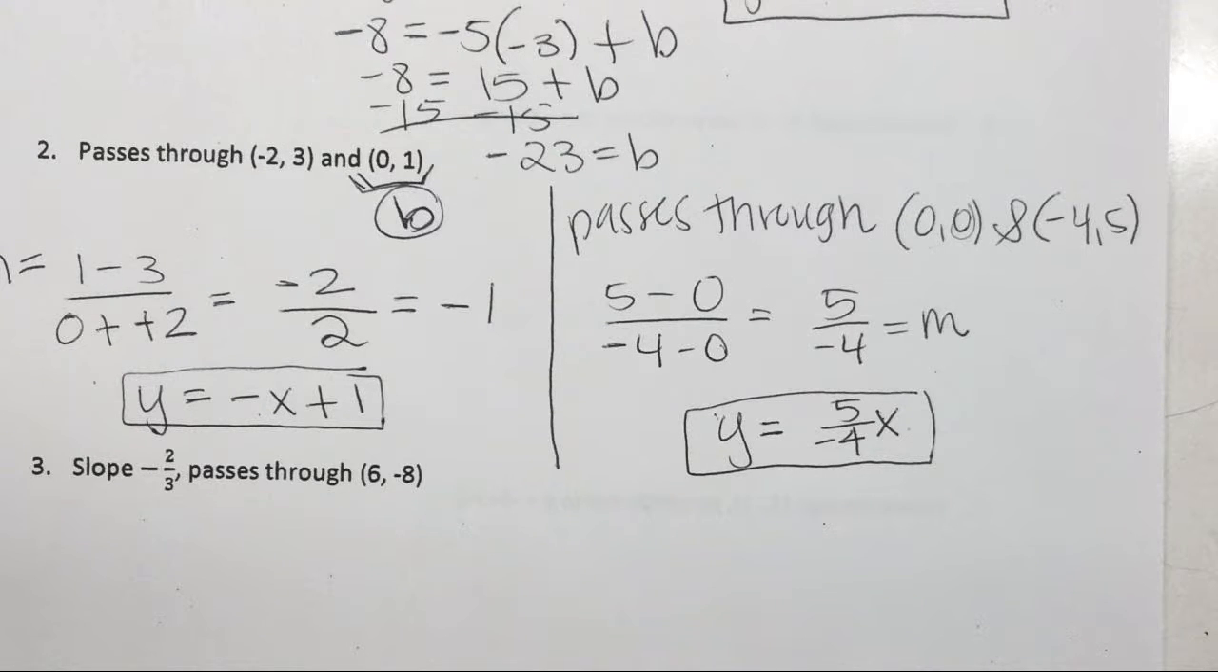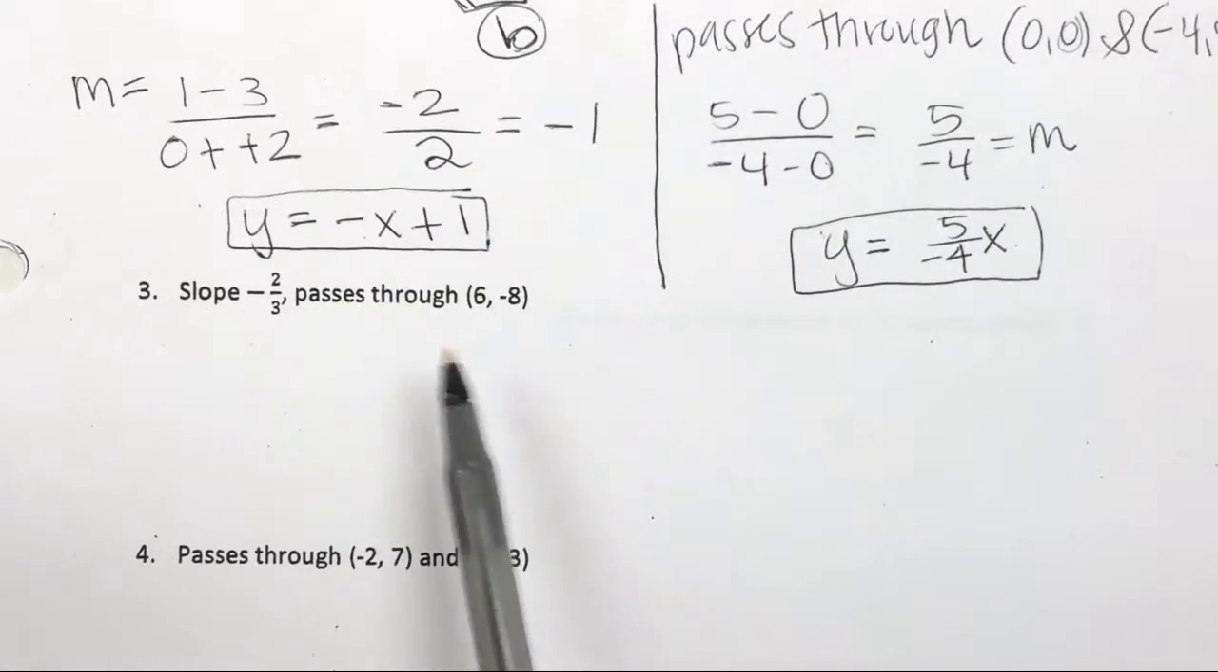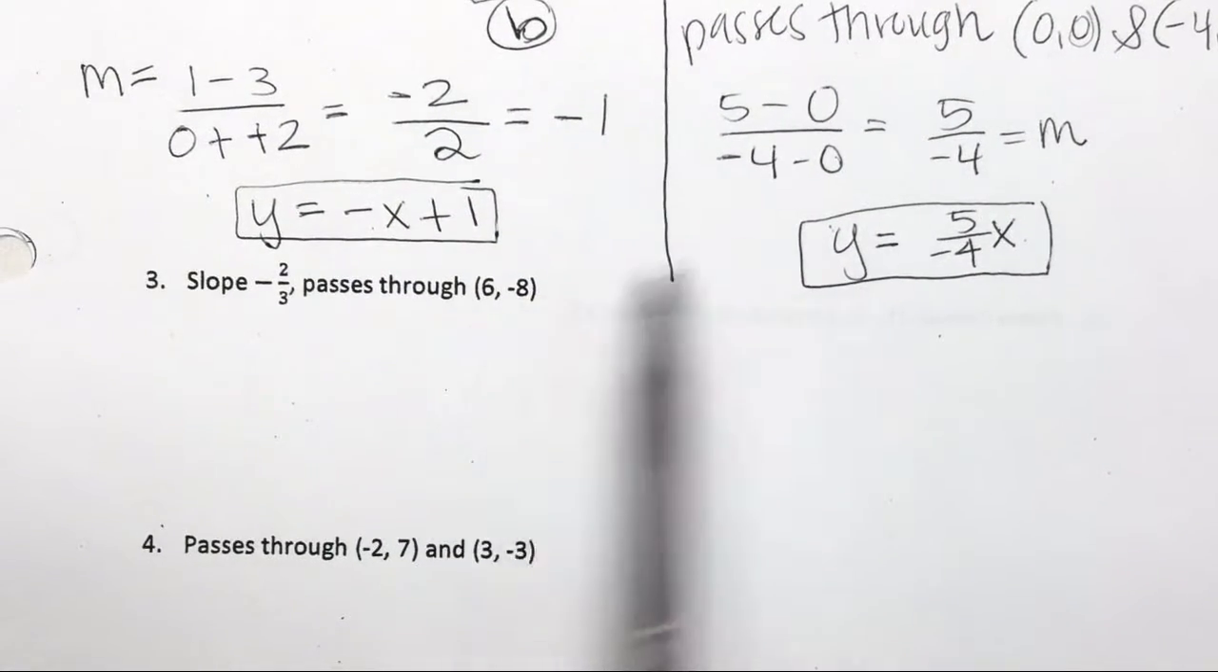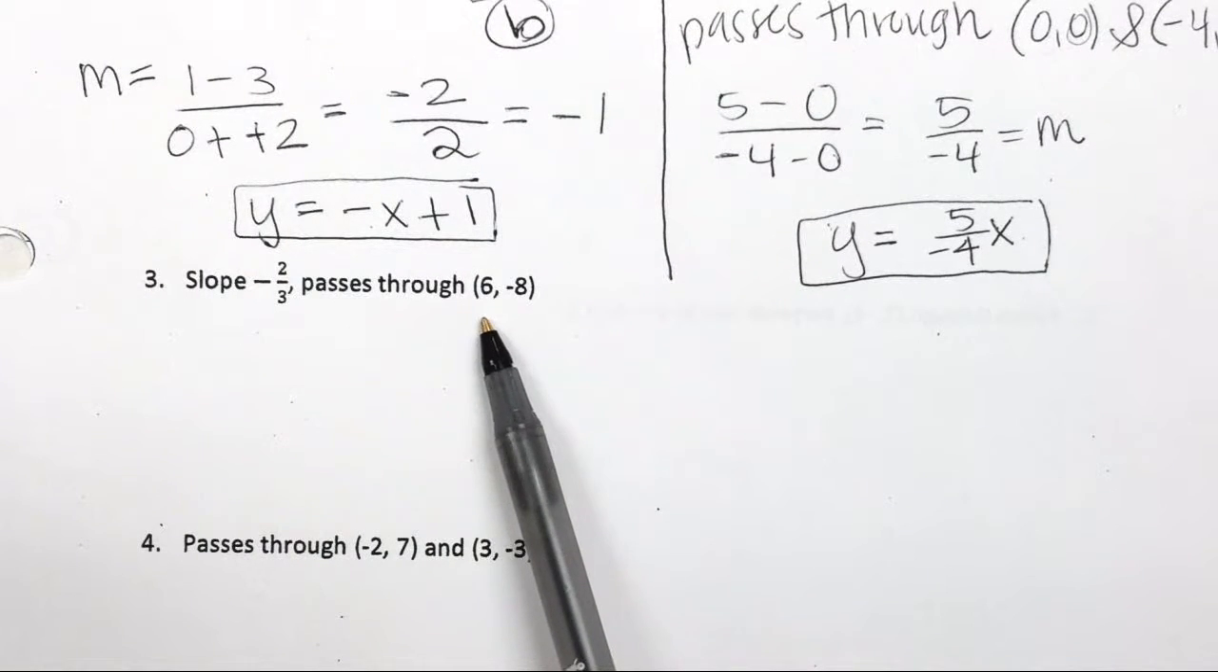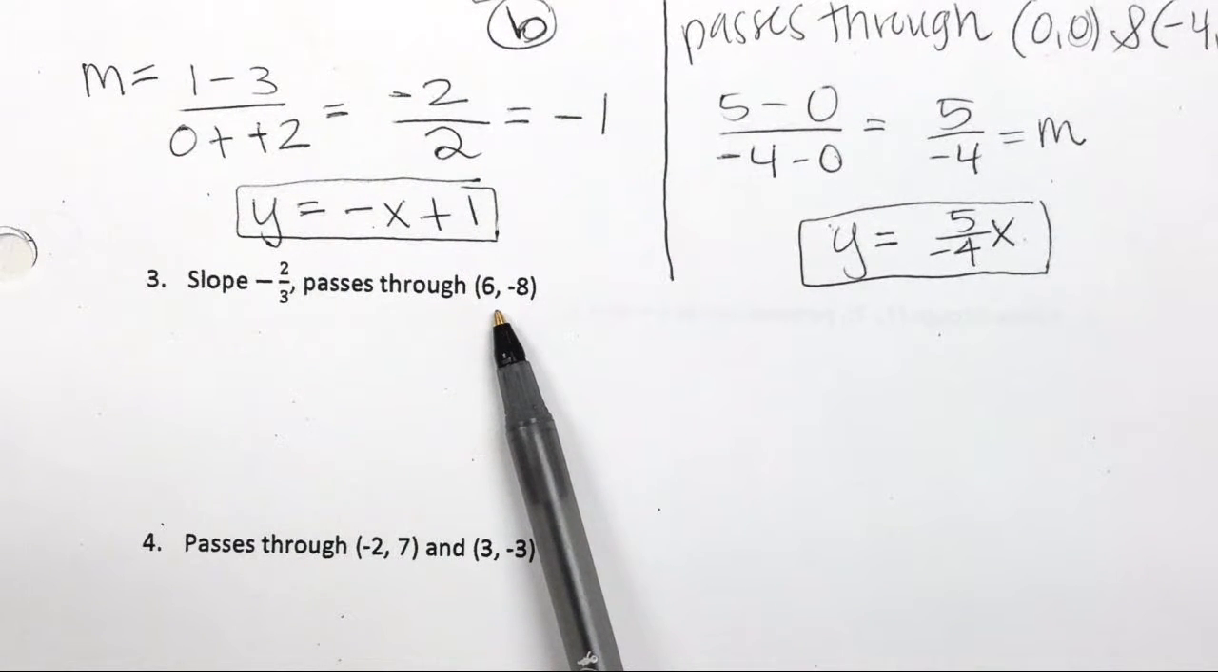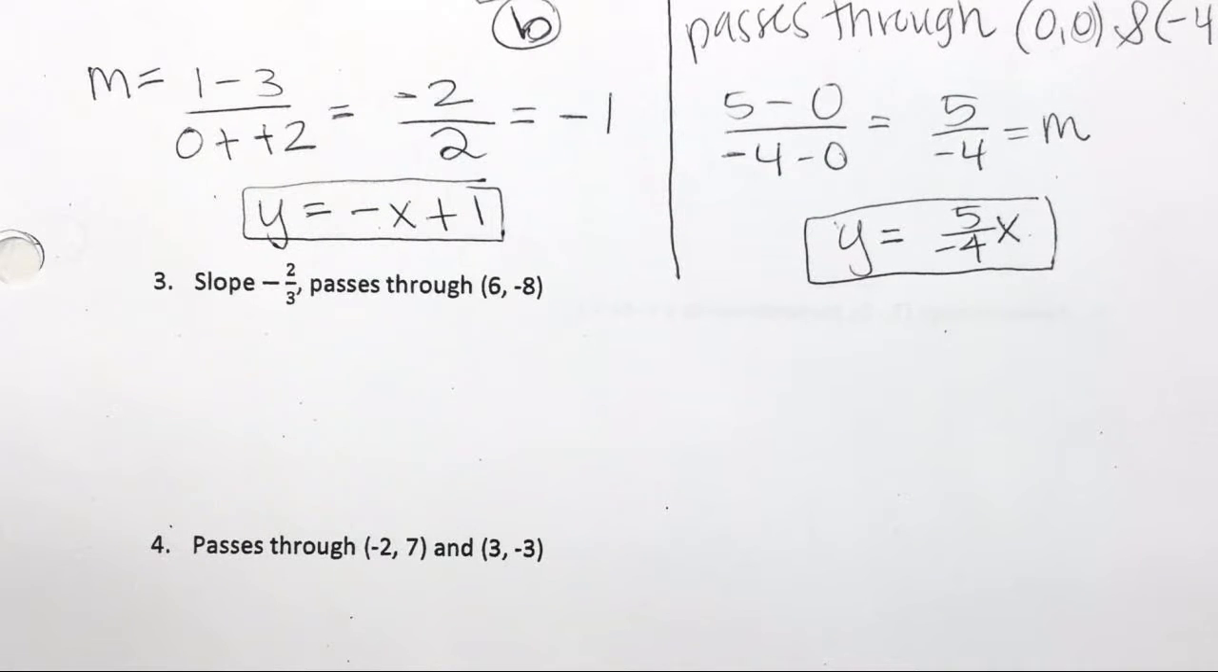All right, next one. This time they give us the slope and a point, kind of like number 1. So I want you to try this one on your own. This is just like number 1 that we worked. Go ahead and try that one on your own. Then I'll call on somebody.